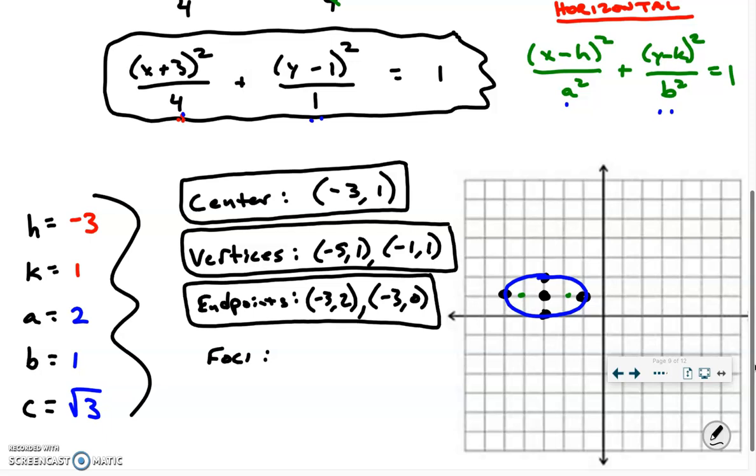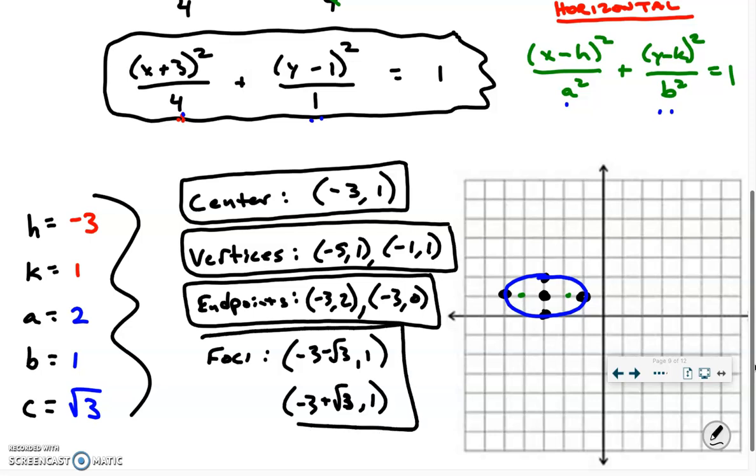So if we think about the foci, being a horizontal ellipse, it's still going to be C units to the left and to the right of the center point. Remembering, of course, that the center point is at (-3, 1). If I'm moving to the left C units, √3, wouldn't we just think about subtracting √3? If I'm moving to the right of the center point, I'm going to add √3 to my x component. And these, then, are my foci.